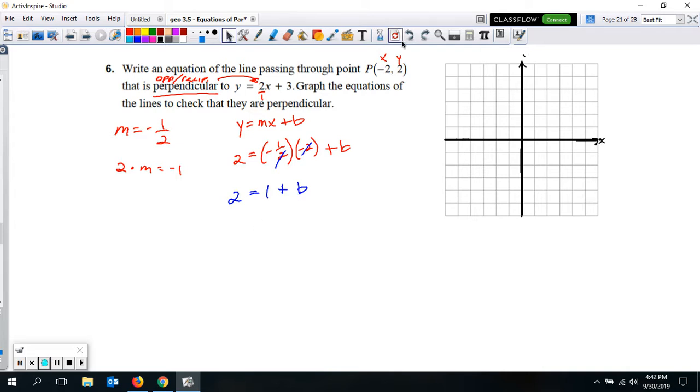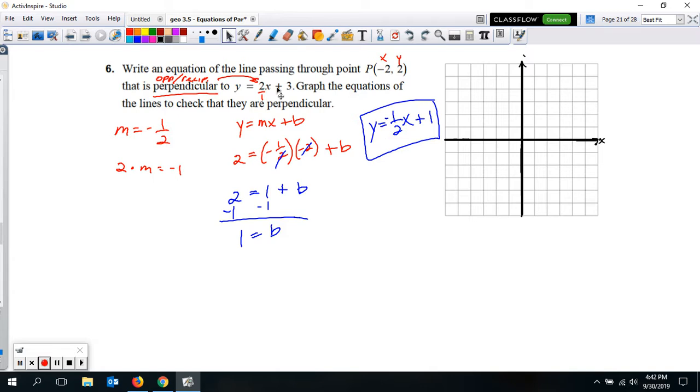And now to solve for b, we just got to subtract 1 from both sides. And so 2 minus 1 is 1. So b equals 1. And so now we just use that to write our slope-intercept form equation. Here's the equation of the perpendicular line. Y equals -1/2, that was the slope we have to use, x, and then plus 1.